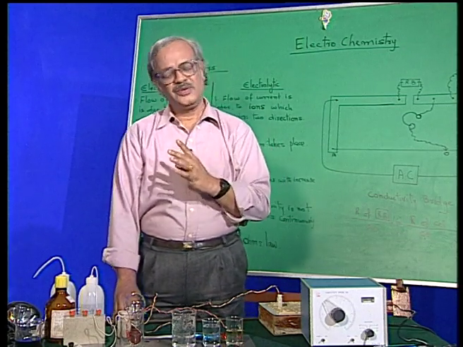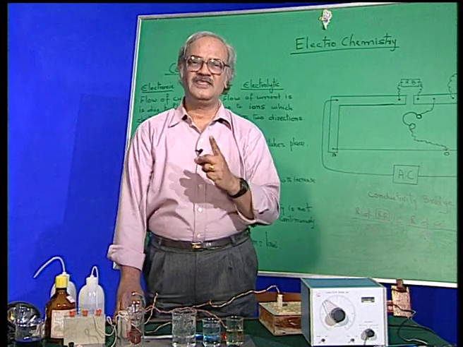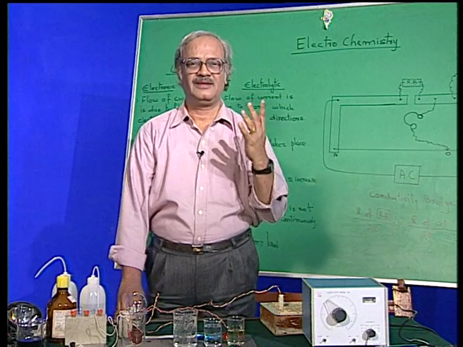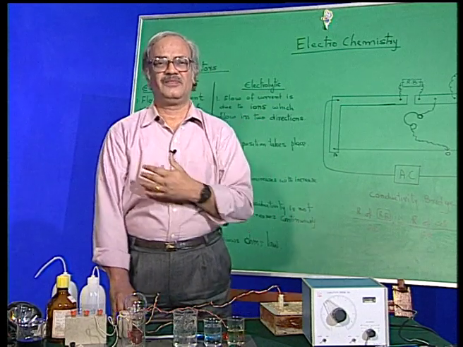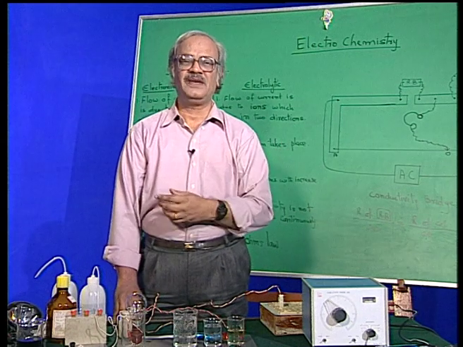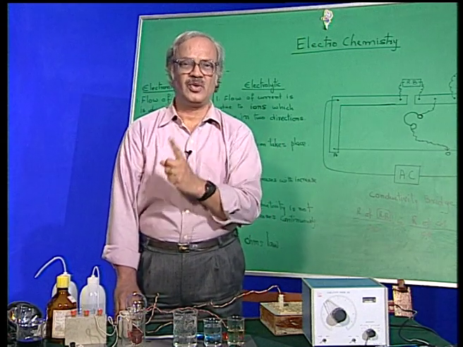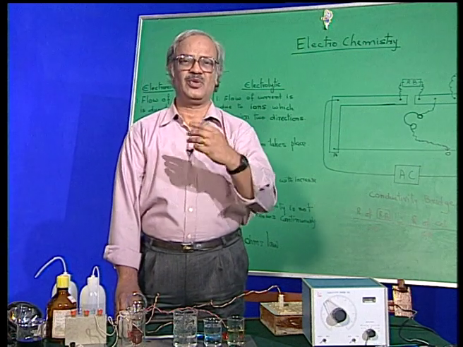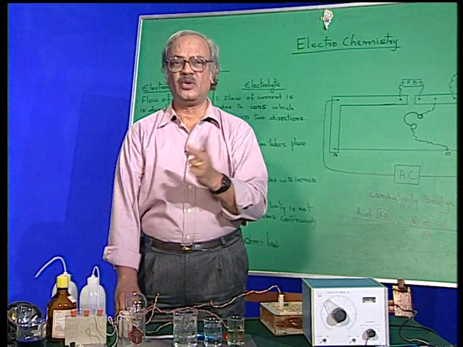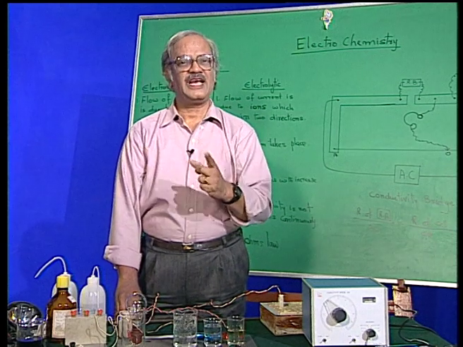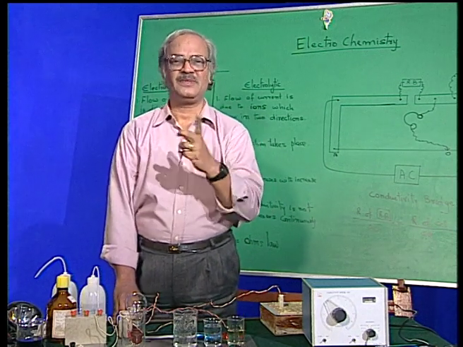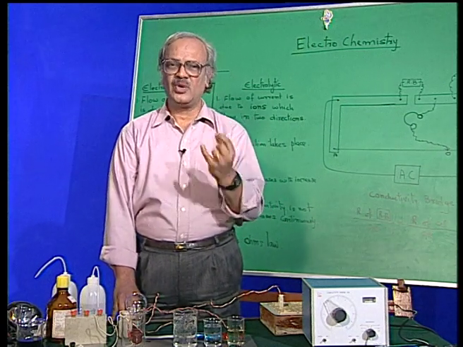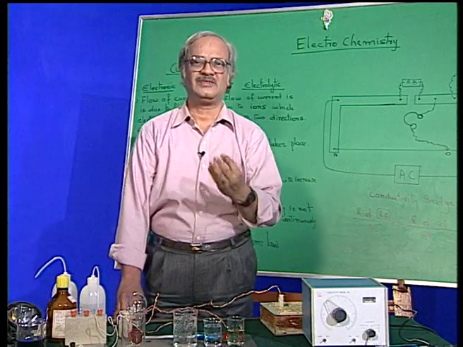Now, the units are also quite interesting. Resistance is expressed in ohms, in honor of the great scientist on whose name Ohm's law is based. So, resistance is expressed in ohms and conductance is measured in reciprocal ohms or mhos. In SI units, it is expressed in Siemens. So, conductance is expressed in mhos, reciprocal ohms, or Siemens.